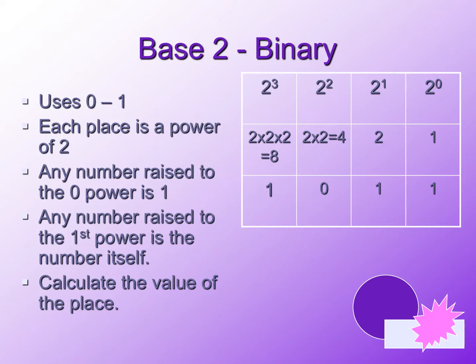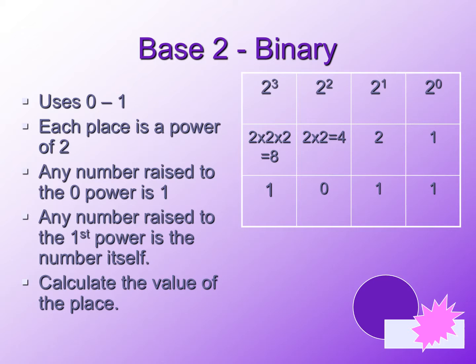So you have 2 to the 0, starting at the very right, 2 to the 0, 2 to the first, 2 squared, 2 cubed. Right? The next line, we're going to expand that. Remember that any number raised to the 0 power is 1. Any number raised to the first power is the number itself. And then it's the number times the number, depending on what your exponent is.